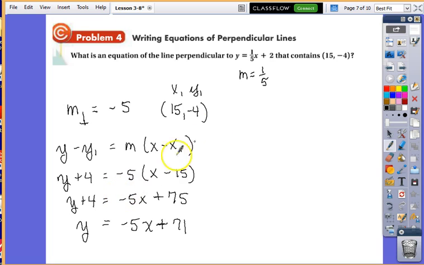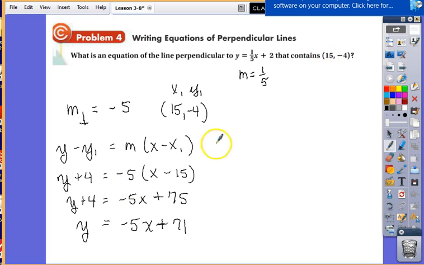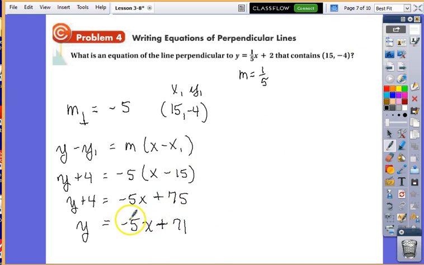This would be a great time to plug the 15, negative 4 in and see if I get an answer. So if I plug in 15 for x, then that's going to be negative 5 times 15 is a negative 75. Negative 75 plus 71 is a negative 4. And sure enough, this side would be negative 4. When I substitute in negative 4 for y, it would be negative 4. That checks. So I'm pretty confident in that answer.